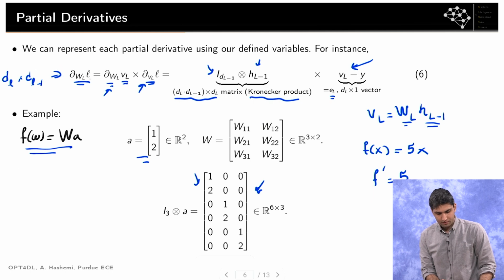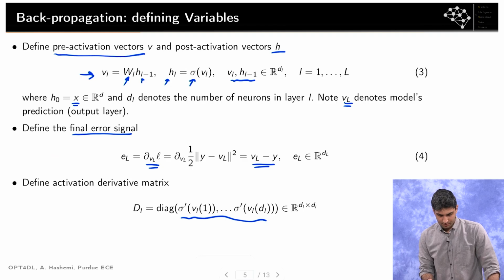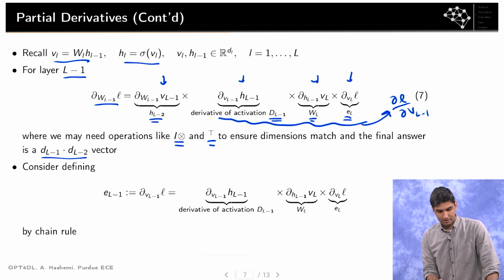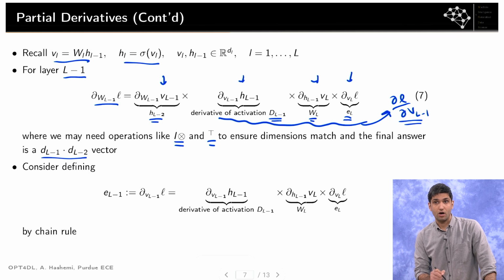The partial derivative of loss with respect to the weights of layer L is basically the partial derivative of the output of layer L with respect to WL times the partial derivative of loss with respect to the output of layer L. For layer L minus 1, again, the partial derivative is the partial derivative of the output of that layer with respect to its weights times the partial derivative of the loss with respect to the output of that layer. So this is exactly the same as what we had for layer L.